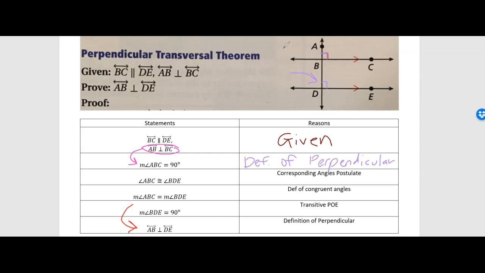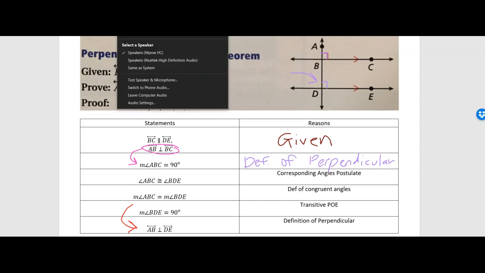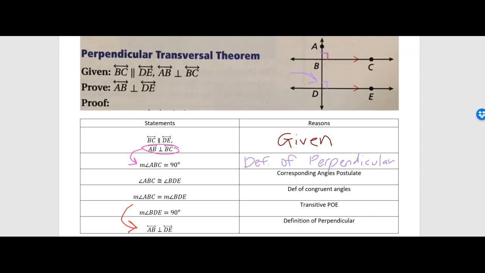I will allow you to just say the definition of perpendicular because we don't have perpendicular angles, or other things that are perpendicular other than lines or segments. So you can just say definition of perpendicular. All right, so those are the two instances where you may use the definition of perpendicular inside of your proofs.